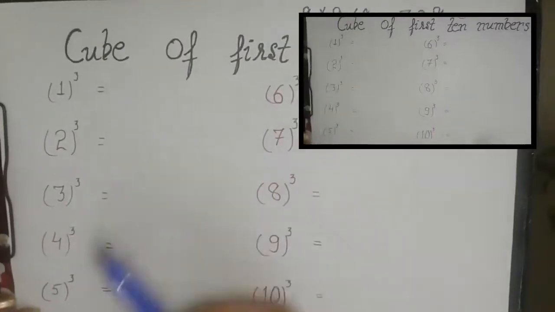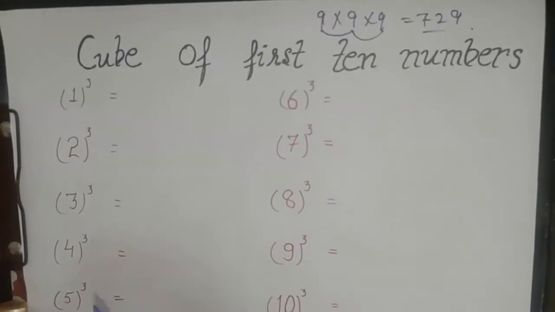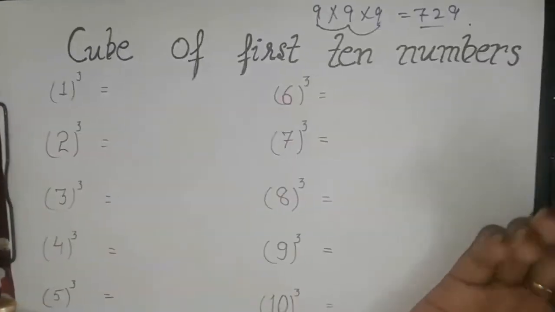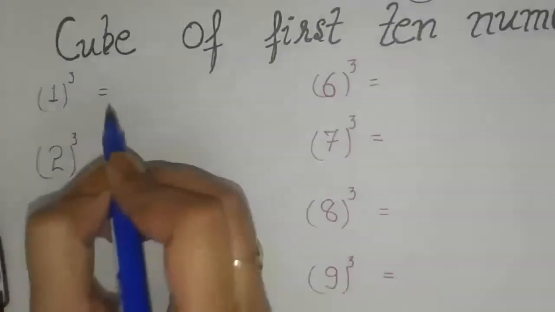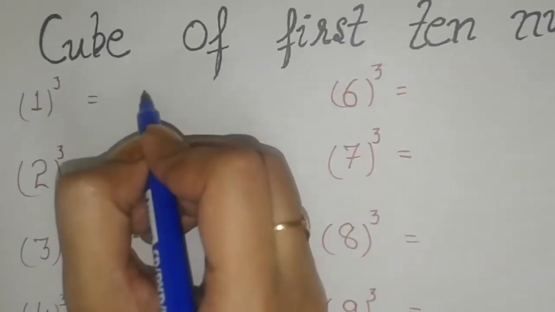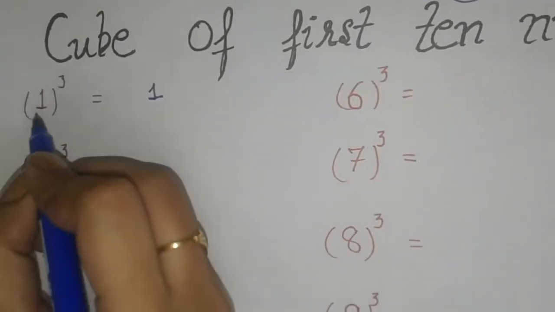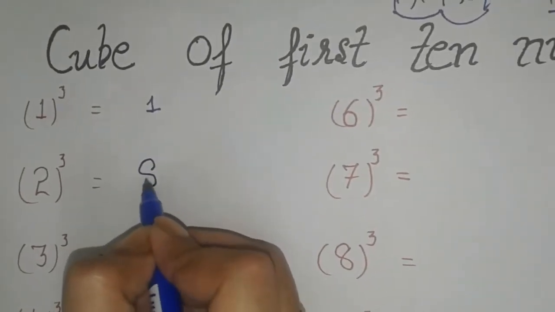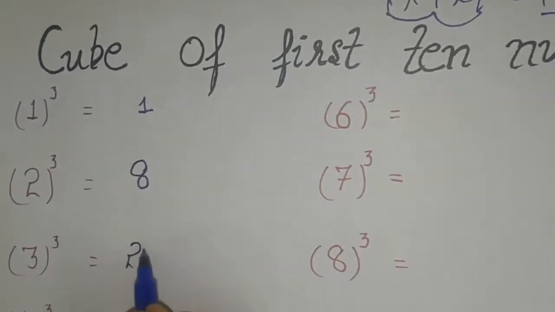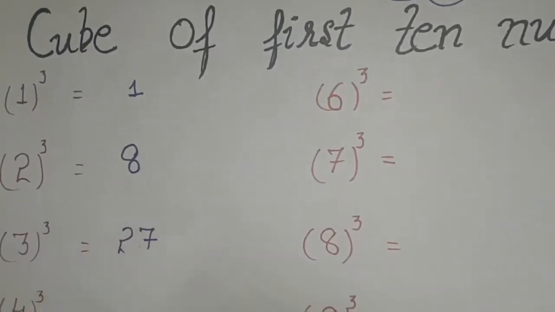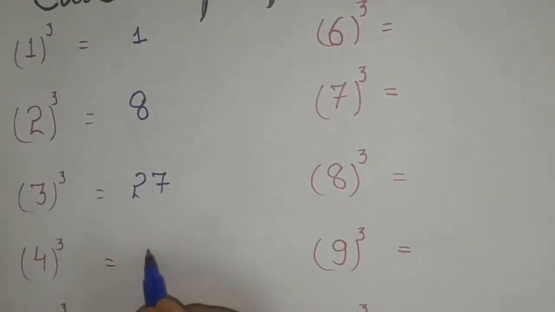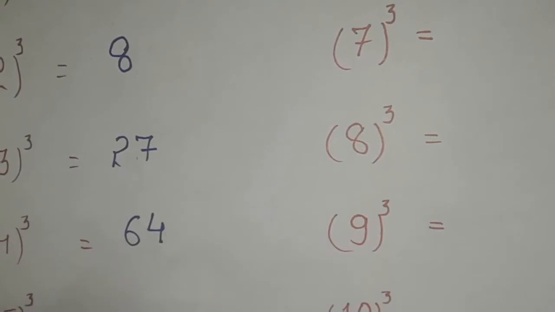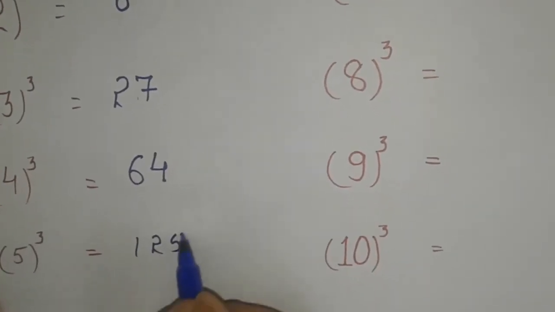Today we do the cube of 2-digit numbers. First we need to memorize the cubes of the first 10 numbers, which is very easy to memorize. I'll write it for you. Cube of 1 is 1, means when we multiply 1 three times we get 1. Cube of 2 is 8, 2 2s are 4, 4 2s are 8. Cube of 3 is 27, 3 3s are 9, 9 3s are 27. Cube of 4 is 64, 4 4s are 16 and 16 4s are 64. Cube of 5 is 125.